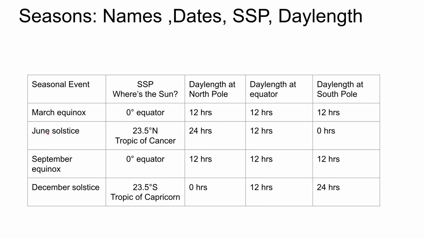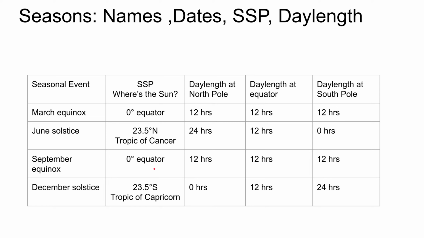3 months from that, the June solstice, what we think of as the summer solstice, the subsolar point will have moved 23.5 degrees north of the equator. It'll be over the Tropic of Cancer. Everybody north of the Arctic Circle, if you're at the North Pole, you'd have a 24-hour day for months. Everybody at the equator still has a 12-hour day. Everybody at the South Pole gets no light.